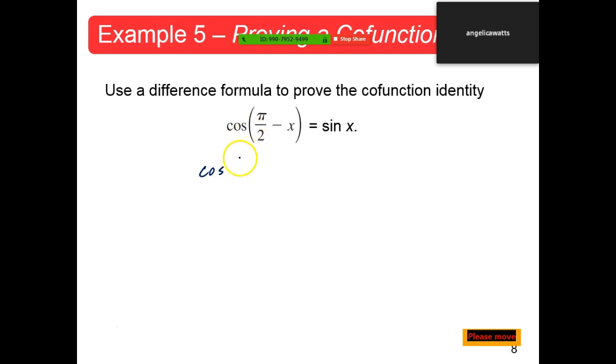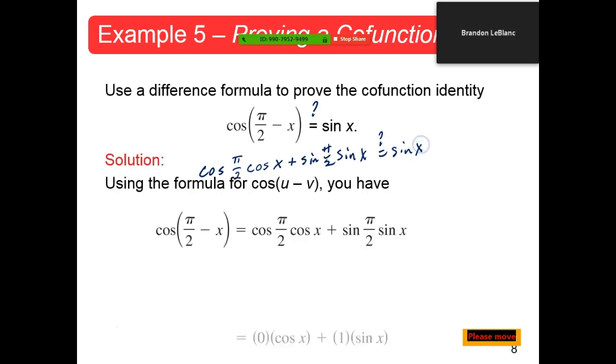You tell me. Cosine of pi halves cosine x. It doesn't change sign, remember? But the sign does, so it becomes a plus sine of pi halves times the sine of x. That changed the sign. The question is, is that equal to sine x?